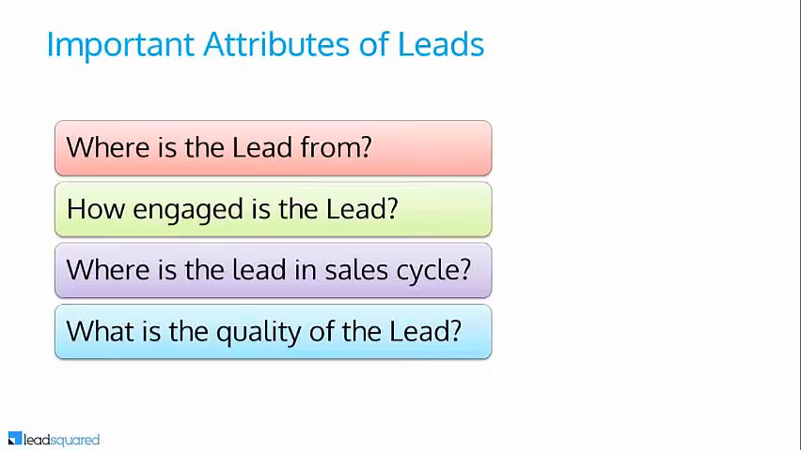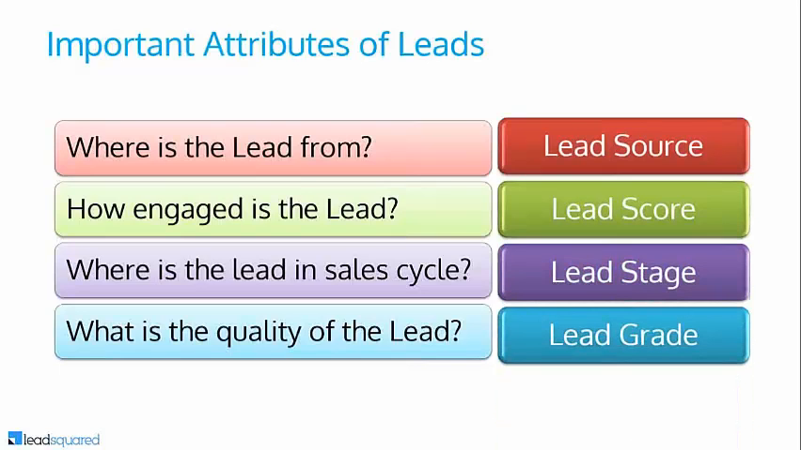Companies would define what the meaning of quality is, and based on that, how much of the lead matches that criteria, they can classify the quality of the lead. So in LeadSquared, you can find these things as lead source. So where is the lead from? That is captured using lead source. How engaged is the lead? That is captured using lead score. And where is the lead in the sales cycle? That's captured using lead stage. And what is the quality of the lead? That's captured using lead grade. So let me cover each of them one by one.